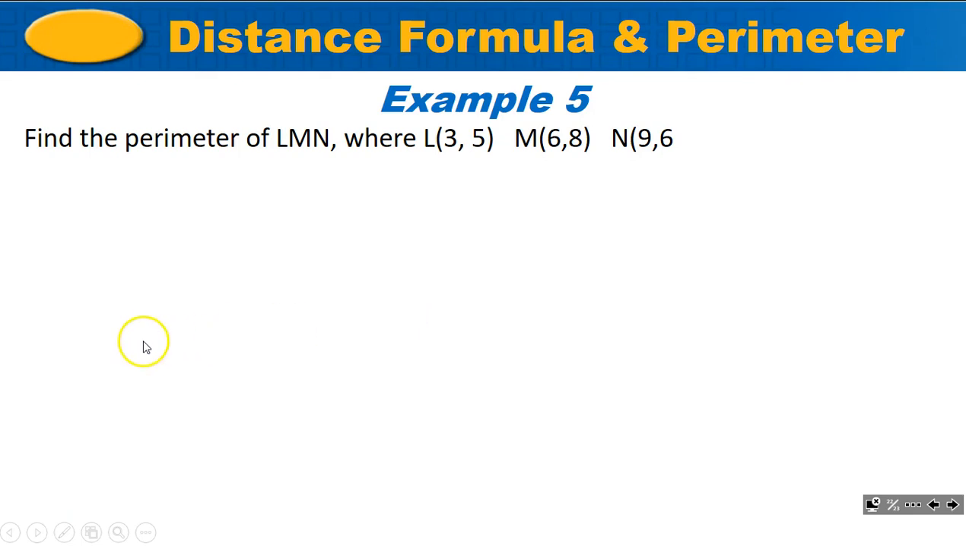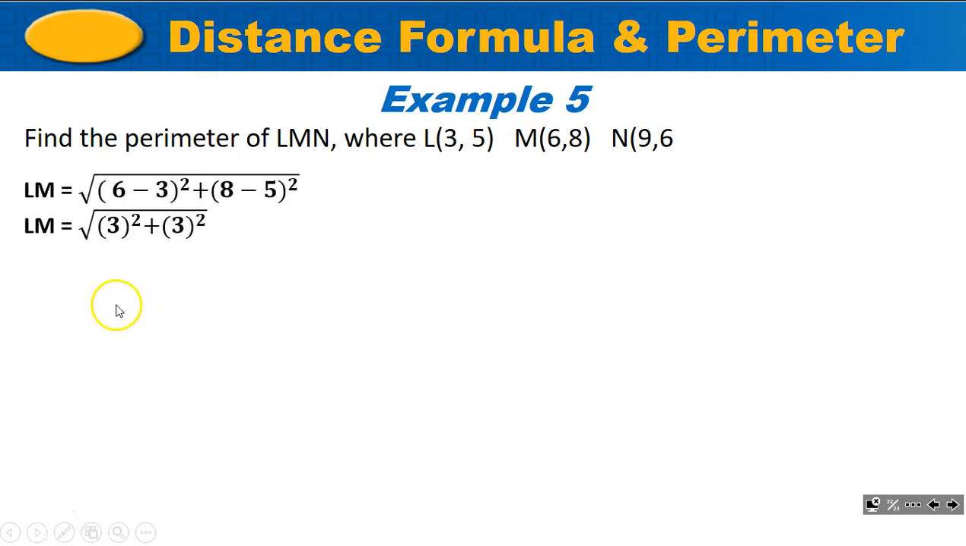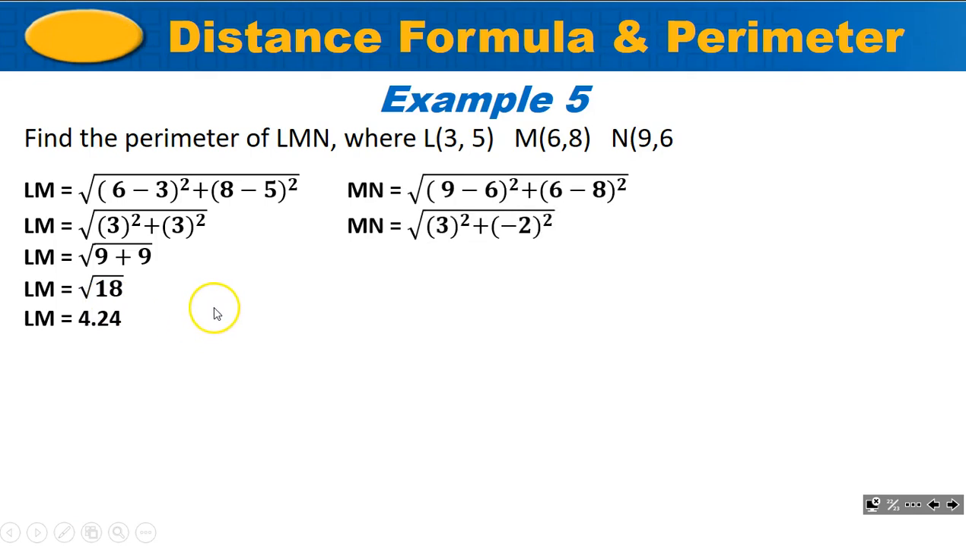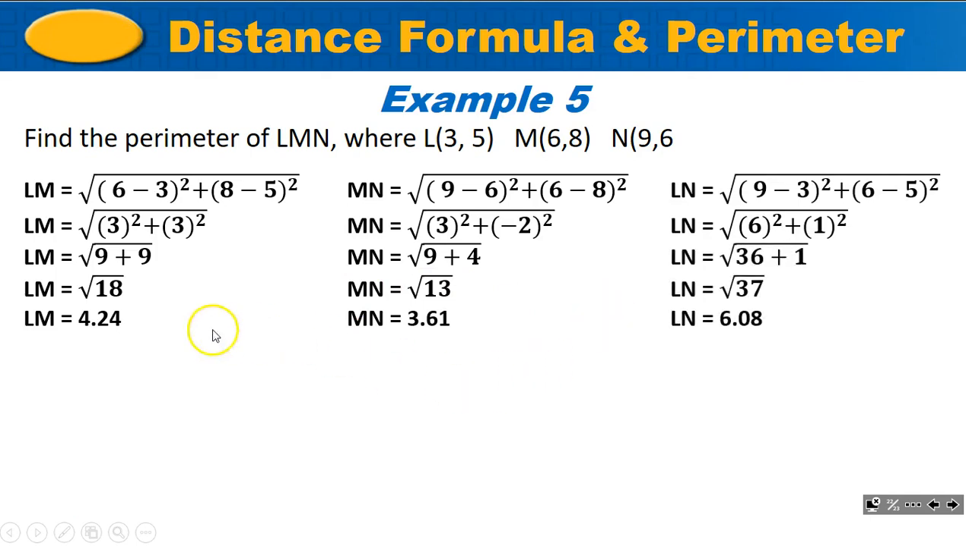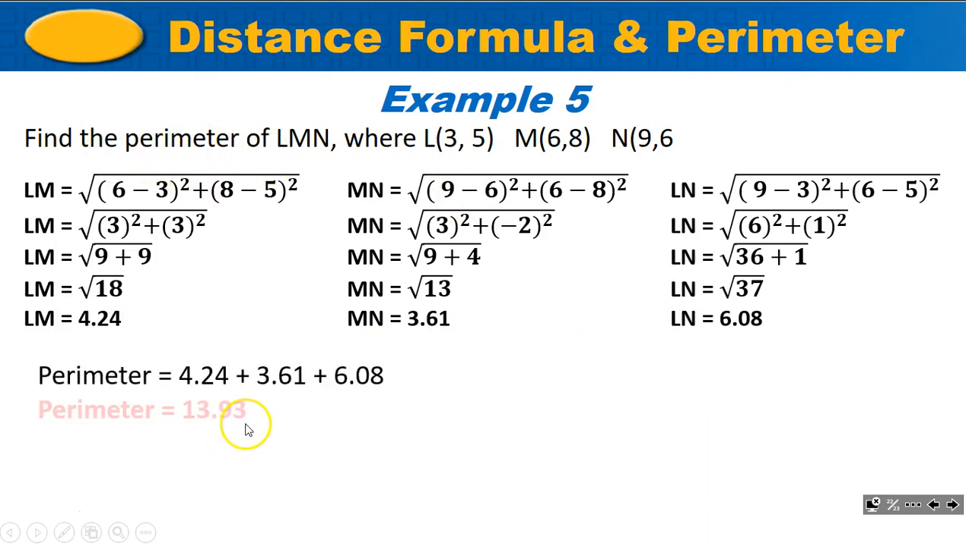All right, so this next one says find the perimeter of LMN, where L, M, and N are the various points. Now, when we do this problem, you should see very quickly that this is a triangle. So we're going to find the length of side LM. That is 4.24. We're going to find the length of MN. That was 3.61. And then we're going to find the length of LN. And that one is 6.08. Now what we're going to do with these 3 sides when we're looking for the perimeter is we're just going to add those together. That gives us 13.93.